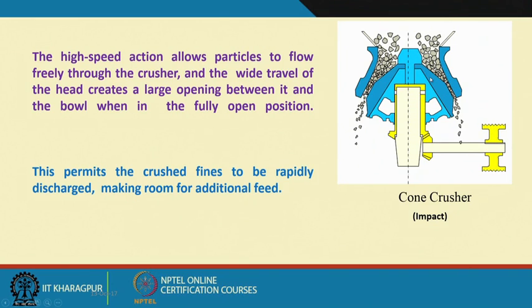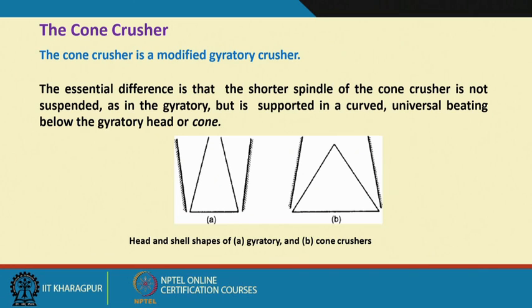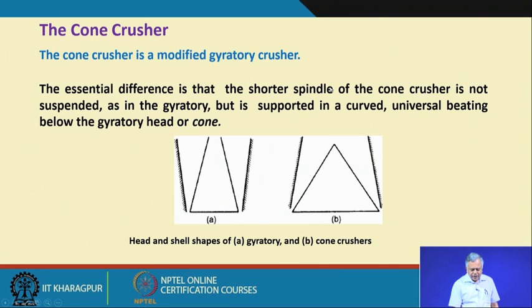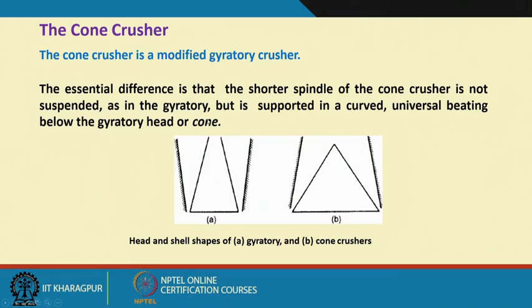If you remember this animation, we can come back to this first slide. The essential difference is that the shorter spindle of the cone crusher is not suspended. In a gyratory crusher it was suspended, but here it is supported in a curved universal bearing below the gyratory head or the cone. It is supported from the bottom. So, this is a gyratory crusher and this is the cone crusher. Schematically, it shows the differences: here the spindle is hanging from the top, but there it is supported from the bottom.